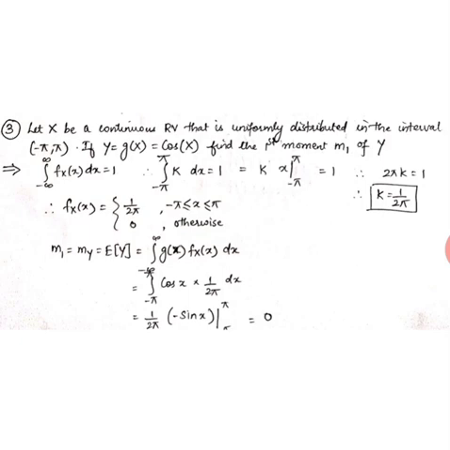Now g of x is given as cosine of x. So cos x into fx of x, whose value is defined only in the range minus pi to pi. So the limits of the integration change to minus pi to pi. And the value of fx of x is given as 1 by 2 pi. So we substitute 1 by 2 pi outside, integral of cosine of x is sine of x. Substitute the limits minus pi to pi. Sine of pi is 0, sine of minus pi is also 0. So the answer over here is going to be equal to 0.